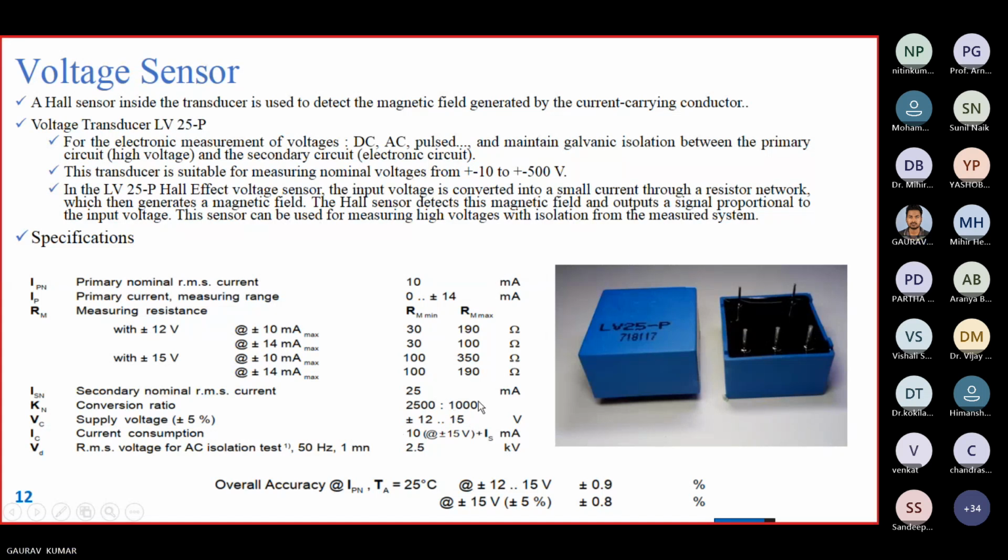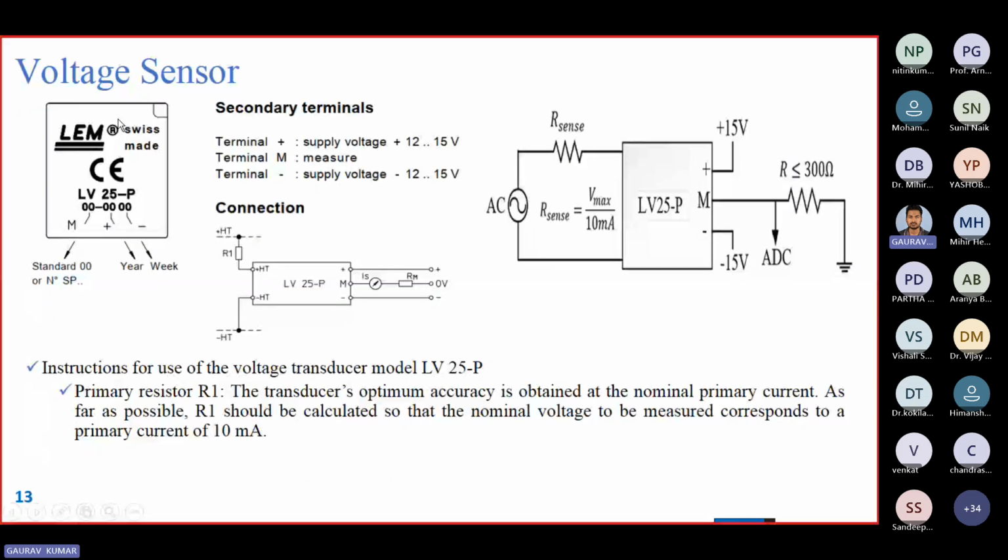Moving to the next slide. This is the voltage sensor. There are three terminals in it: M, positive, and negative. Positive and negative are where you can provide the plus minus 15 volt supply or plus minus 12 volt supply. M is the measured pin, and from +HT and -HT you can provide the voltage which you want to sense. So this is the overall diagram of the LV25.